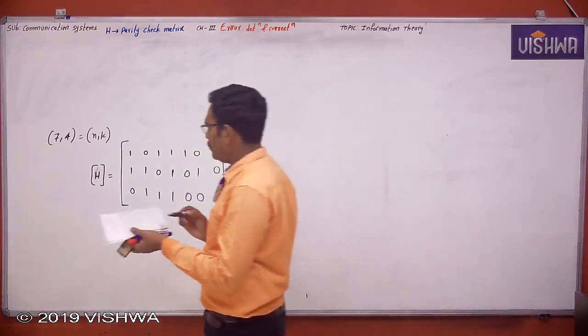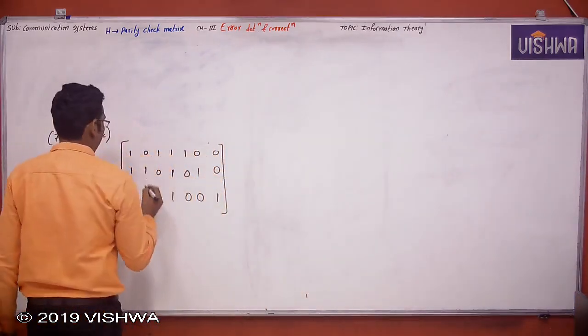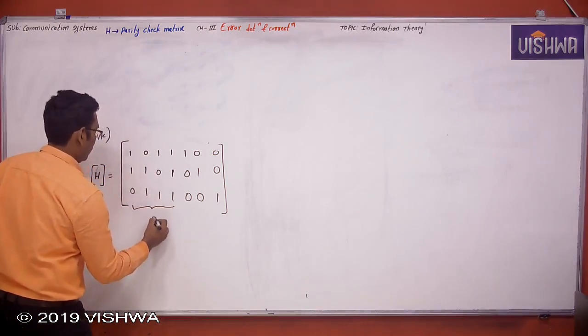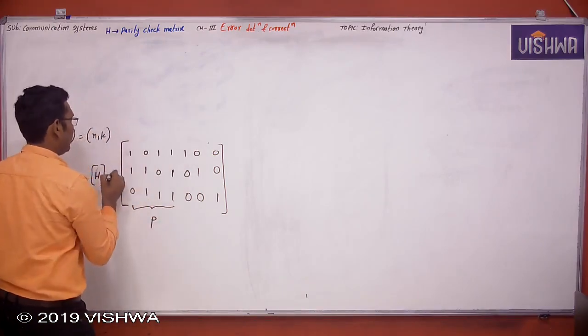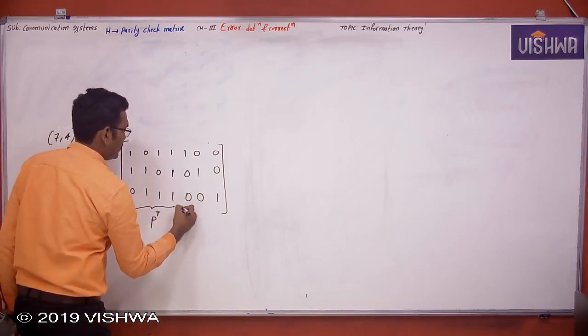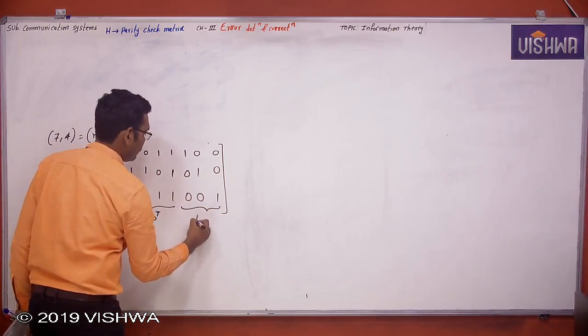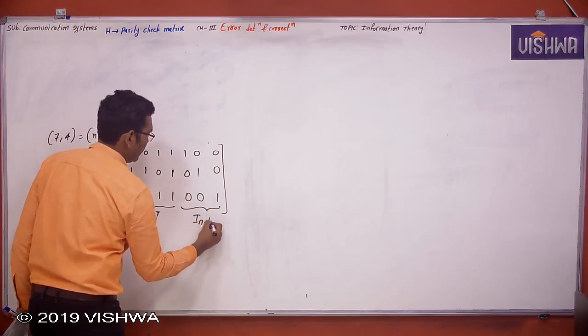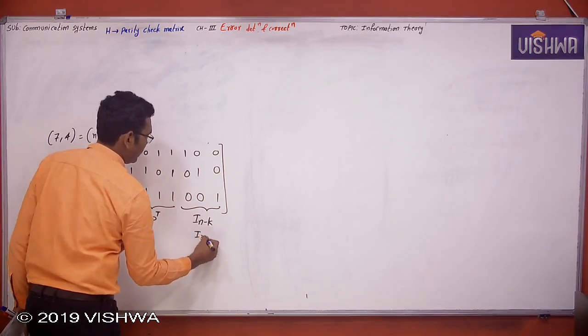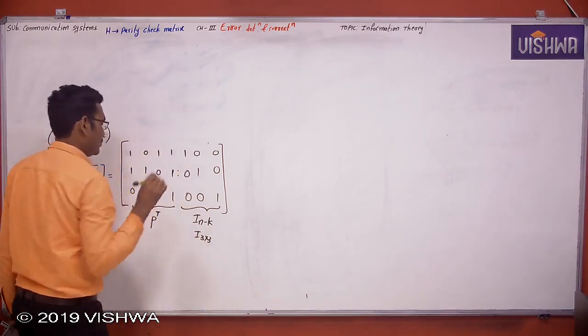So in the parity check matrix, what is the first part? In the parity check matrix, the first part is P transpose and the second part is I of n minus k, which is I of 7 minus 4, that is I 3 by 3. So this is the parity check matrix.